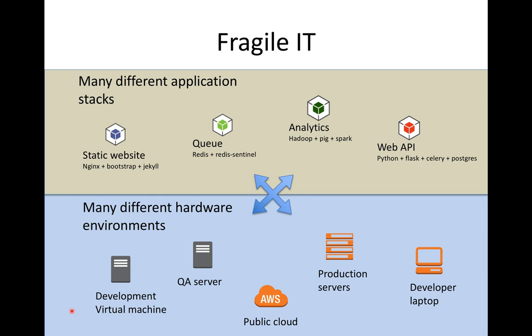And at the same time, we need to be able to deploy these application stacks to many different environments. We have development machines that might be virtual machines. We have quality assurance and testing servers. We have production servers that might be sitting in a data center somewhere, or maybe we have EC2 instances we need to deploy our application stacks to in the cloud. And finally, we have application developers who are actually building these application stacks, and they might be deploying the stacks on their local workstation.